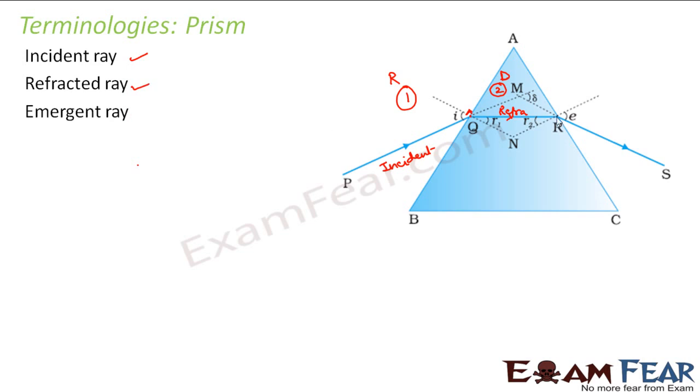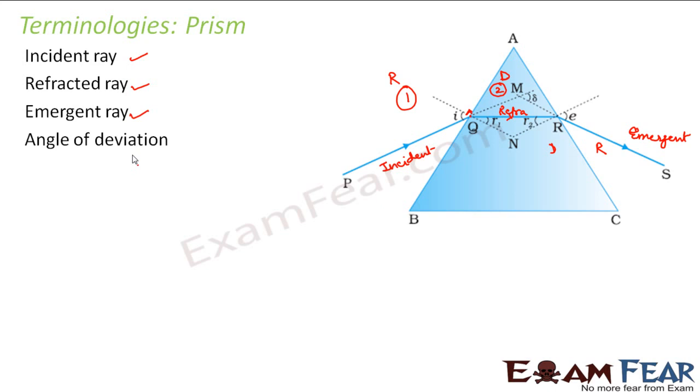Then the third one is the emergent ray. That is the ray which comes out of the prism. Again, from here to here, the light ray is moving from a denser medium to a rarer medium. So it will undergo refraction, that is, the ray will move away from the normal. This was the normal, so it moves away from the normal. So this is my emergent ray, right?